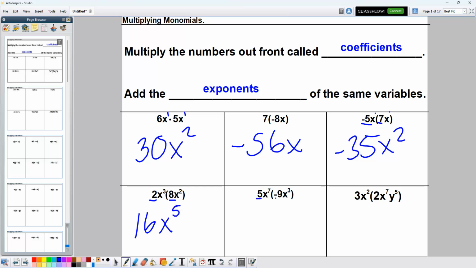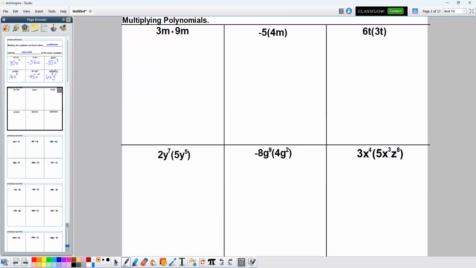5 times negative 9 would be negative 45. Add the exponents up top. That would be x to the 10th. Over here, I've got 6. 3 times 2 is 6. And then x, 2 plus, whoa. So there's a 2 with an x, and there's a 7 with the x. That would be 9. And then there's not another y, so y to the 5th. You'd have 6x to the 9th, y to the 5th.